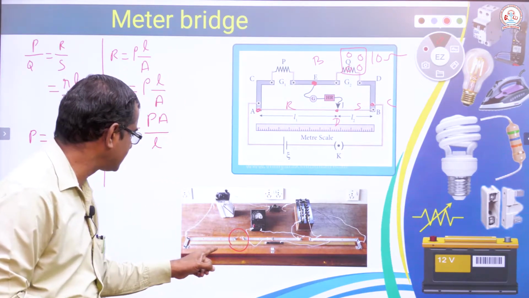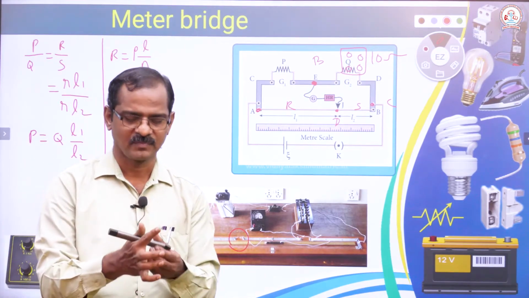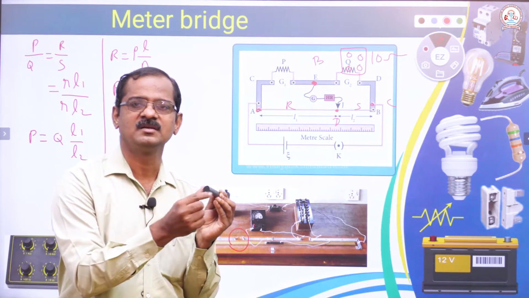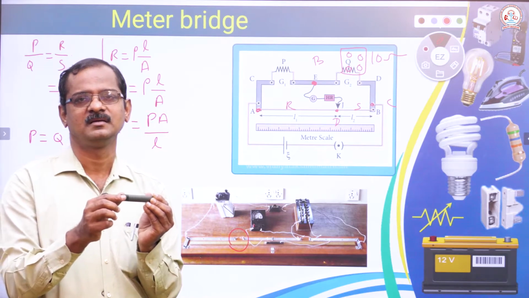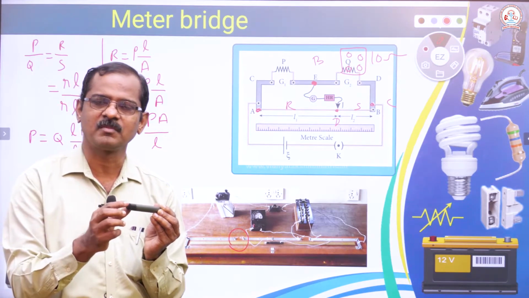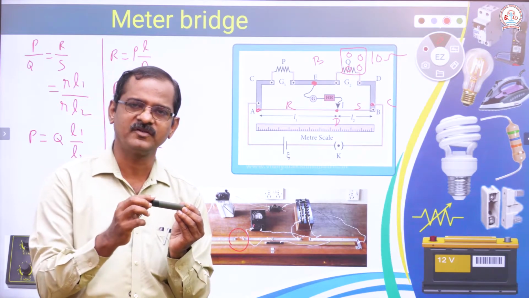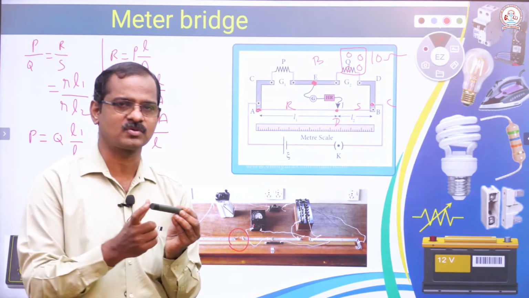You just see the wire is here, the wire will be in the form of a cylinder, isn't it? A is cross sectional area, and the cross sectional area of the wire will be a circle. For a circle, the area formula is pi r square. Circumference of the circle is 2 pi r. Area of the circle, pi r square.